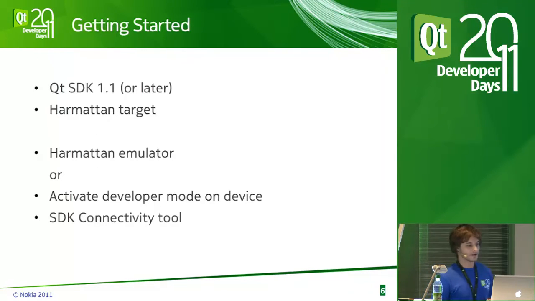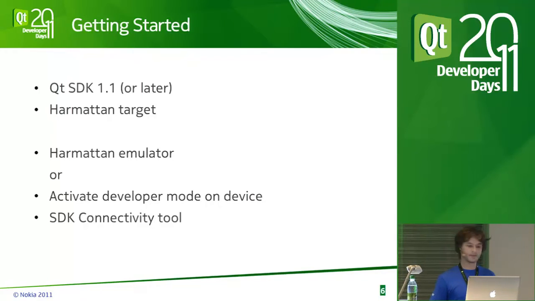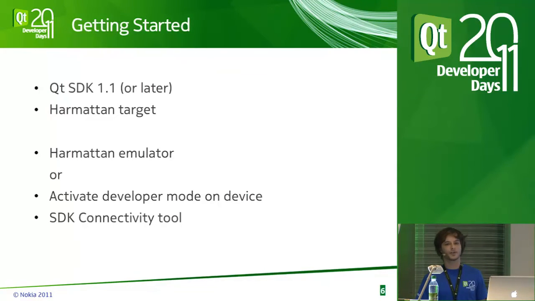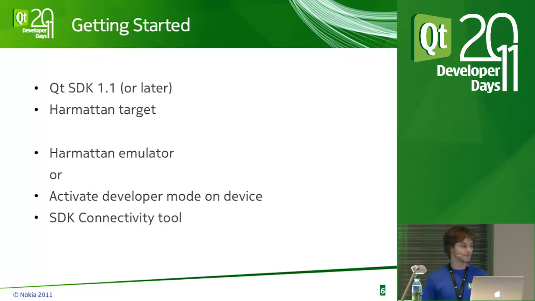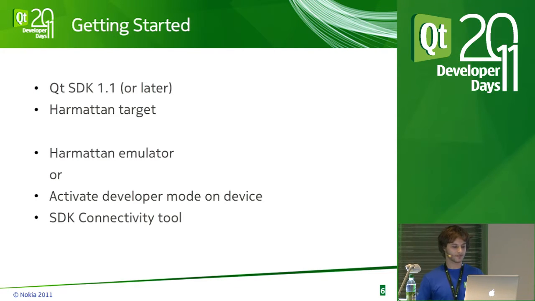So let's see how to get started. It's very easy. You need only one thing. You need the Qt SDK. You can download it from qt.nokia.com. You need at least version 1.1. You then only need to do one thing: install an additional package. It's the Harmattan target. I can actually show you that.